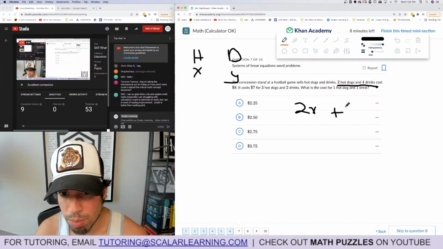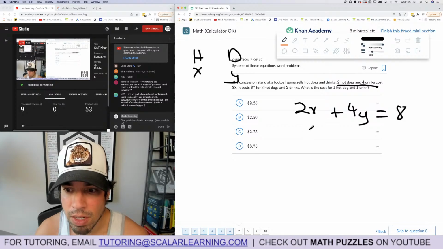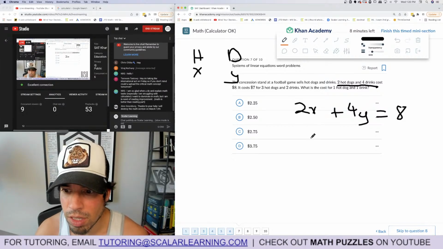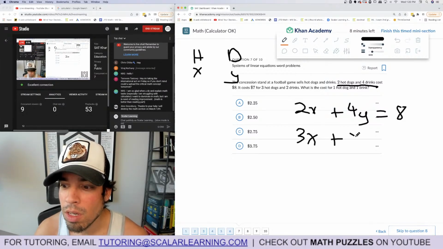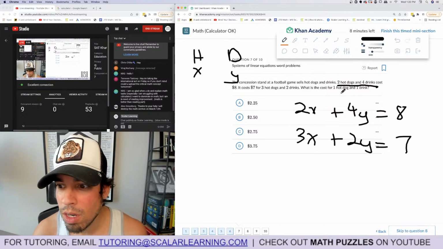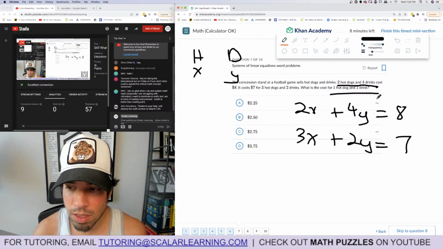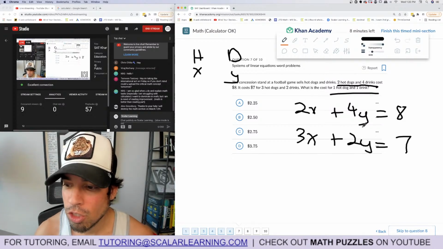So 2x plus 4y equals 8. If it costs $7 for 3 hot dogs and 2 drinks, so 3 hot dogs and 2 drinks is 7. So you see it's a system of equations. Like I already know, and then we need to find the cost for 1 hot dog and 1 drink. Now, this is interesting because, okay, well anyways, let's just use elimination.